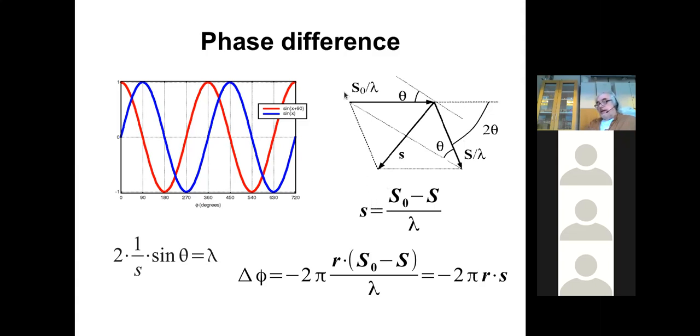The symbols here are sometimes different in different books. S0 and outgoing S could be termed K0 and K. And perhaps the scattering vector is used with a capital S, but the scattering vector is anyway the vector between the incoming and outgoing vector.